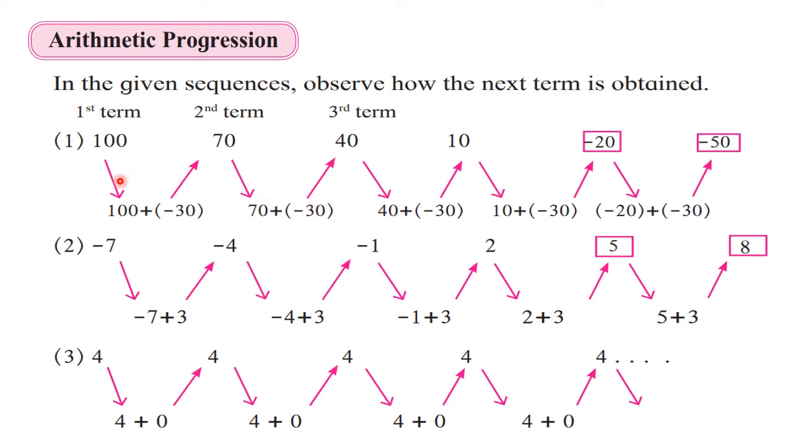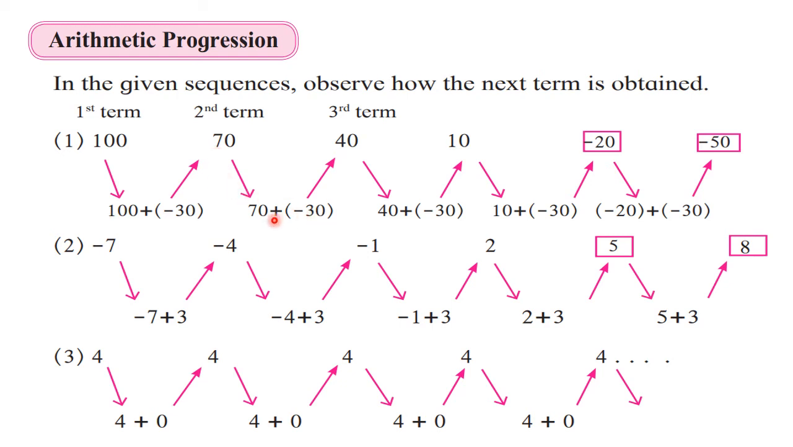So here, how the next term is obtained, that we are going to see. When we subtract 30 from 100, we get 70. Again, we subtract 30, then we get 40. But here, we are going to think in the form of addition, that when minus 30 is added to 100, we get 70.